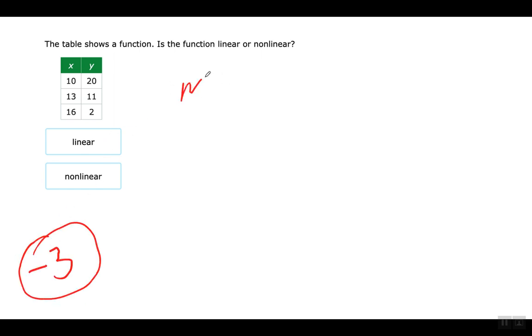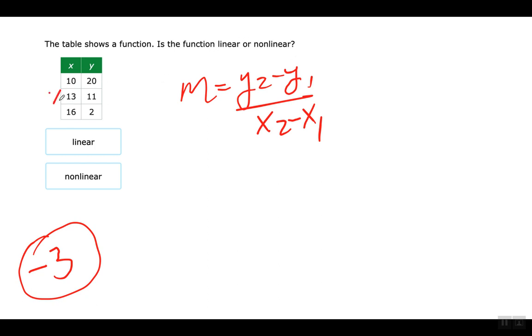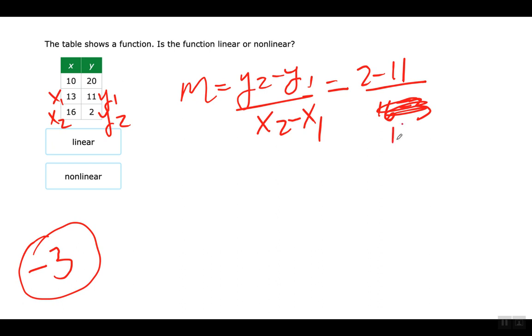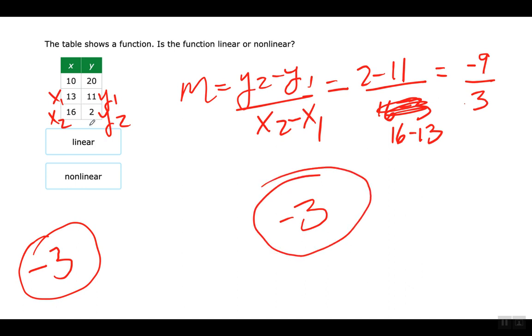All right, so for the bottom two, it's going to be x1, y1, x2, y2. When I plug in the values, I'm going to get 2 minus 11 on the top and 16 minus 13 on the bottom. 2 minus 11 is negative 9. 16 minus 13 is 3. So negative 9 divided by 3 will also give me negative 3. So this is going to be linear.